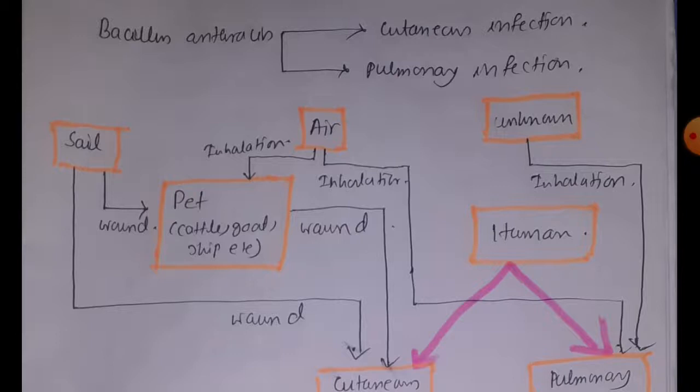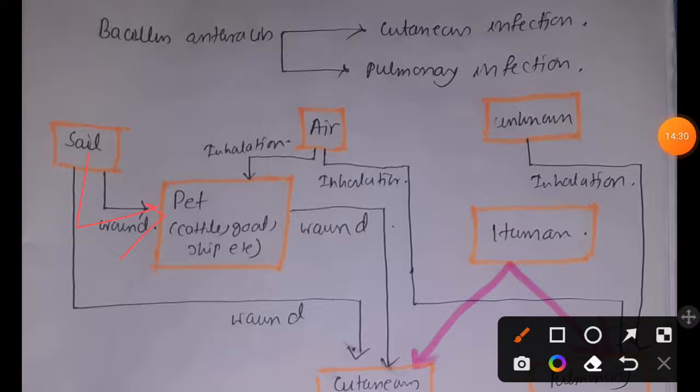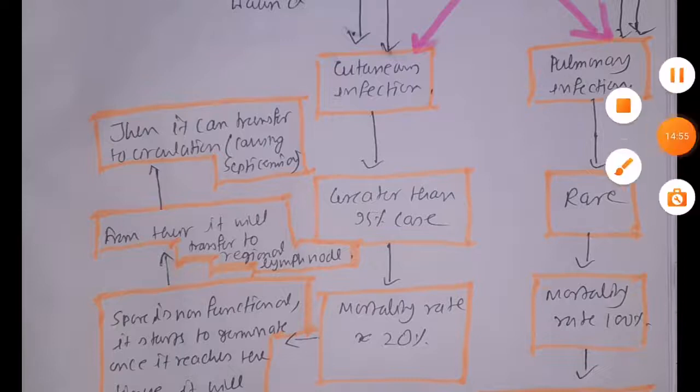Bacillus anthracis uses its spores for infection. The spores can be present in soil and air, and they are centrally arranged and heat resistant. From soil via a wound of the pet, it can be transferred to the human, or it can be directly transferred to the human and enter through the human's wound. And from air, pets can inhale the spores and then transfer them through the wound of the human. These three situations facilitate cutaneous infection.